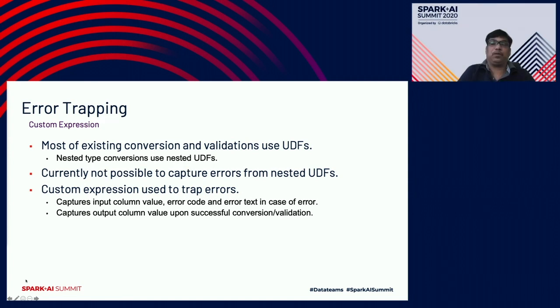So, we needed a way to trap these errors at runtime and proceed to examine the next row in the sequence. The second thing is that our data was based on heavily nested types. Therefore, we had to write nested UDFs. And currently, it is not possible to capture the errors from the nested UDFs the way we want. That's why we introduced these custom expressions that help us to trap the errors. Now let's look at what these custom expressions look like.